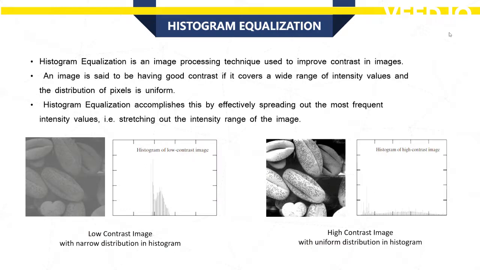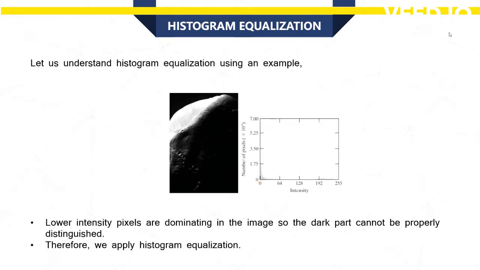To improve the contrast of our image, we use various techniques like histogram equalization and histogram matching. Generally, a high contrast image has a wide range of intensity values and the distribution of pixels is equal. Histogram equalization stretches out the range of the intensity values in an image to produce high contrast images. Let us understand how histogram equalization works using an example.